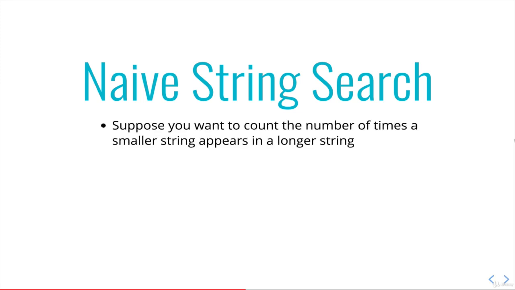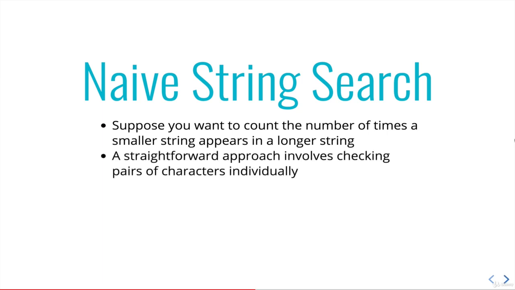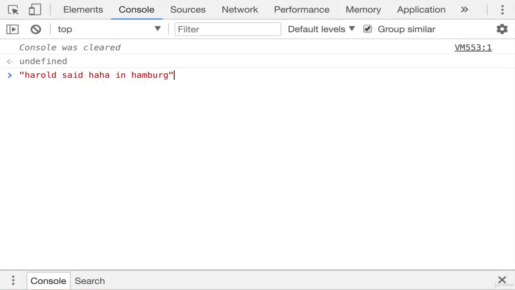So imagine that you want to count the number of times a smaller string appears in a longer string. A straightforward approach involves checking pairs of characters individually. So imagine we have this string here: Harold said, haha, in Hamburg. If we were searching for just a single character, like the letter I, for example, that's very easy. That's basically what we've done. You just do a linear search.